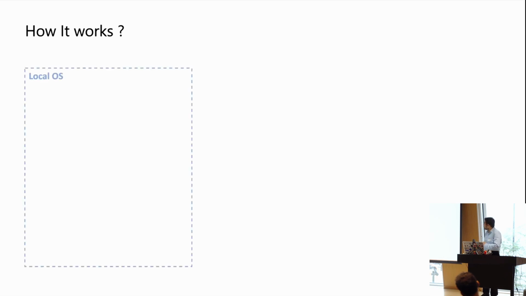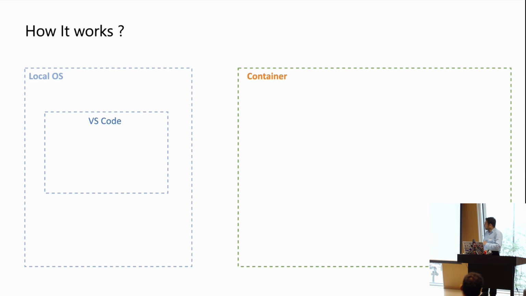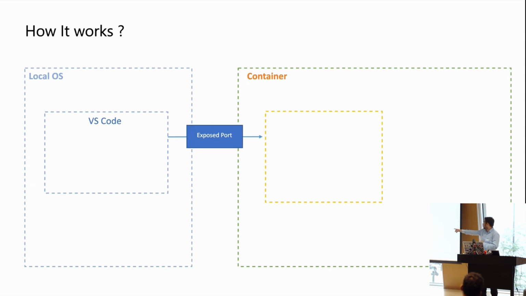So I will just briefly talk about it. So you have your local operating system. Okay, this can be your Windows 10 machine, this can be your Linux machine, anything. And then in this local operating system, you have Visual Studio Code. And then what we will do, we'll spin up a container. Okay, and inside this container, so now you will say how Visual Studio Code will talk to your container. So Visual Studio Code uses this exposed port.